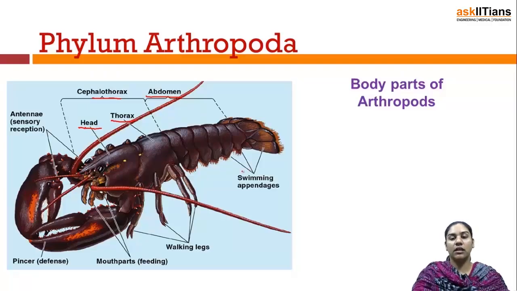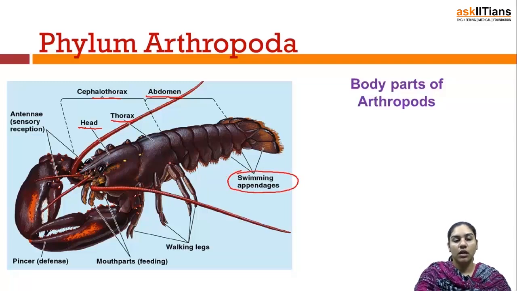This is an aquatic form. The figure shows an aquatic form, so there are swimming appendages also. And you can also see the antennae, which are sensory in nature. The mouth parts are used for feeding, and walking legs are also present.